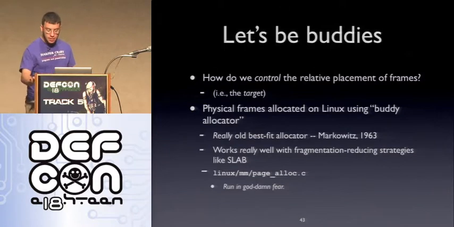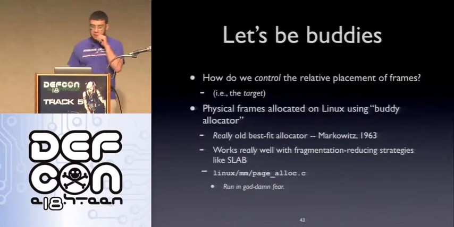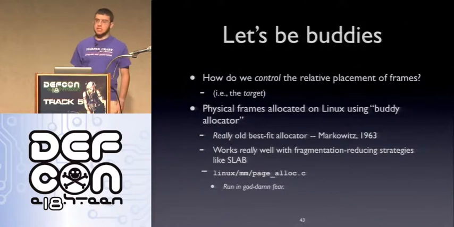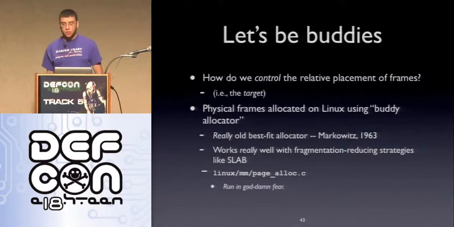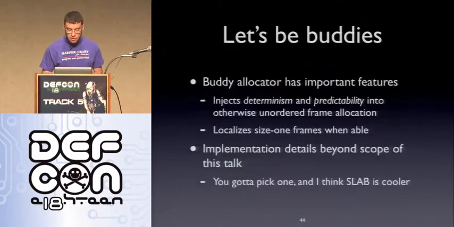The implementation of this lives in Linux mm/page_alloc.c. This is 4,000 lines of really, really, really well-tuned code, tuned to the weird cache infrastructures of Alpha, x86, ARM, Itanic. Run in goddamn fear. You don't want to read it. Get a copy of Understanding the Linux Kernel. It's got a good description of it. That book is my god now.